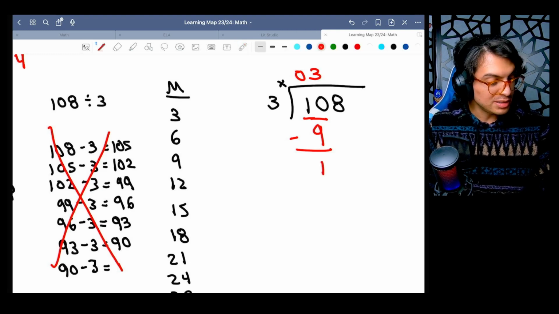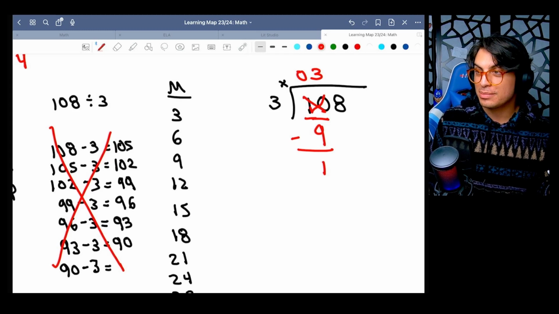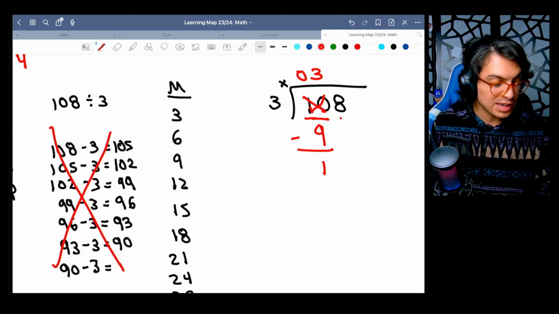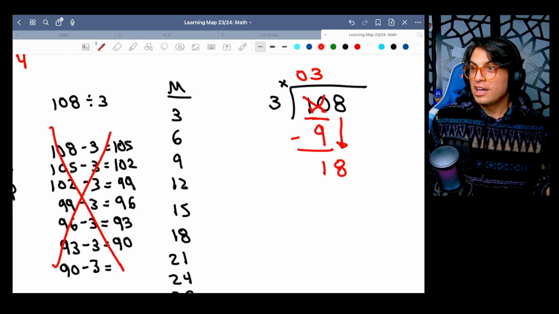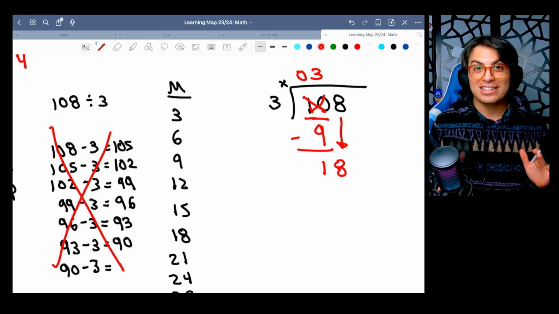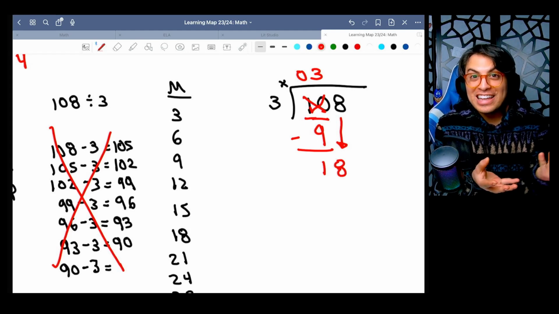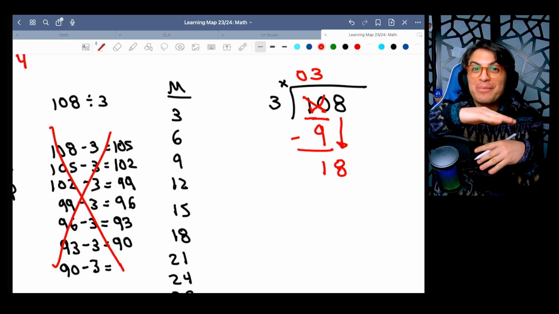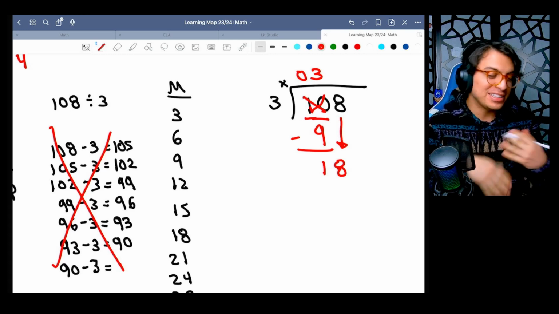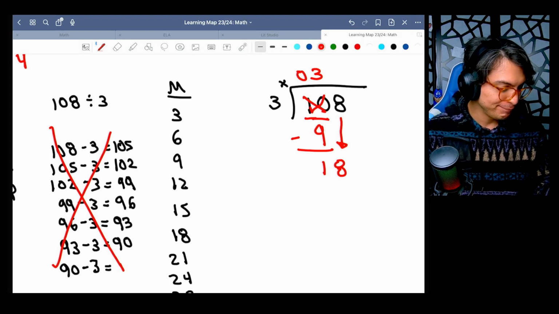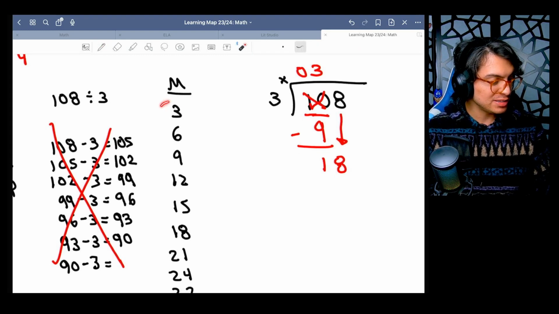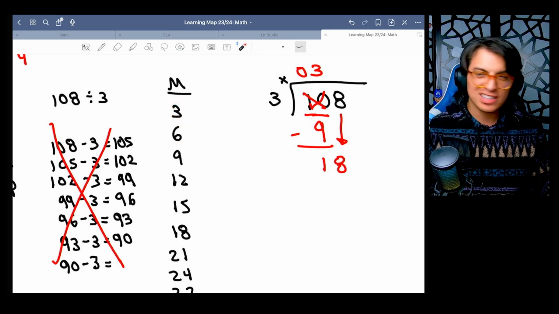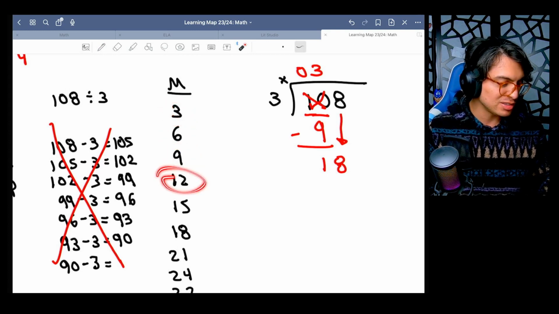But I'm not done. I used these place values, which means I still have this guy. So we're going to bring him down here so he can join the party and we can use him. Okay, same thing. We're asking, how close can I get without going over, because it's repeated subtraction. The closest I can get to 18 without going over is 3. No, I can get closer. 6. I can get closer. 9. I can get closer. The closest I can get is 18.